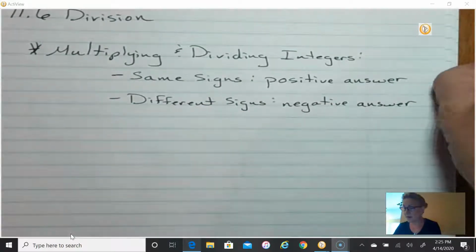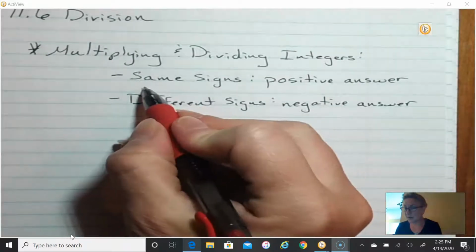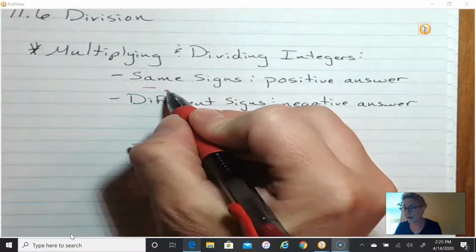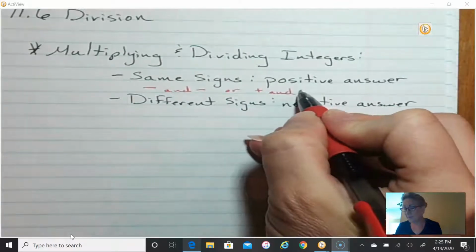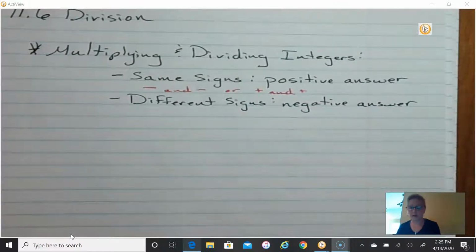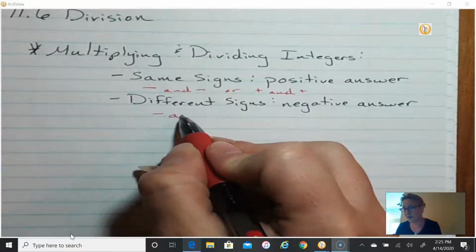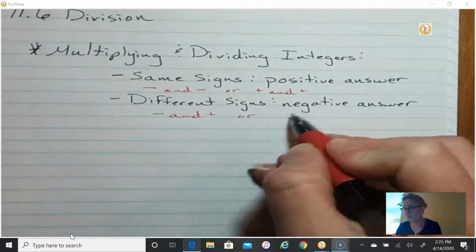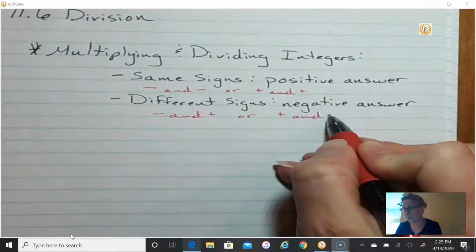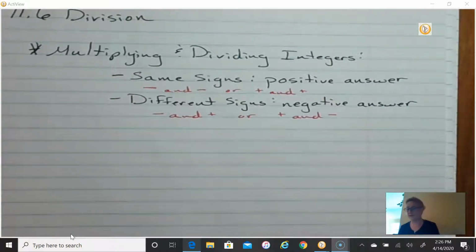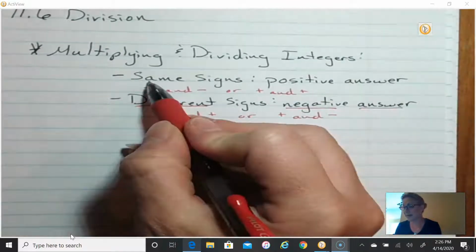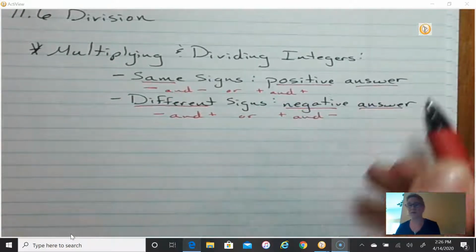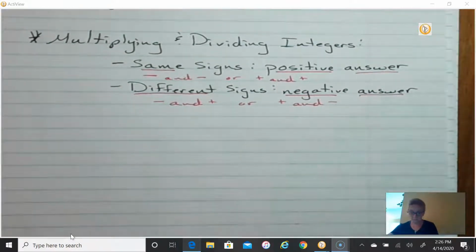So I'm going to put in red, same signs means like if you have a negative and negative or positive and positive. Okay, whether you're multiplying or dividing. Different signs if you have a negative and positive or positive and negative. If you have different signs, you're always, so different signs, negative answer. Same signs, positive answer every time. Okay? Let's do some examples.